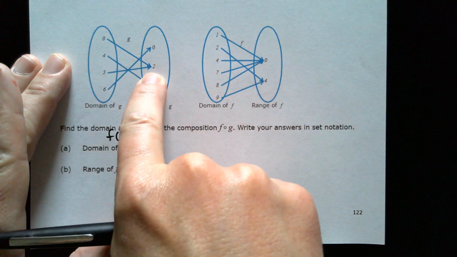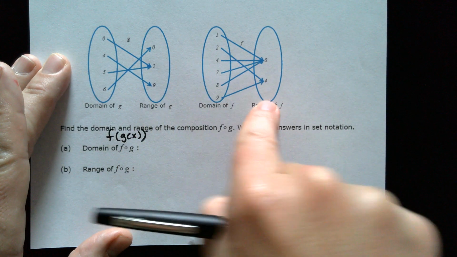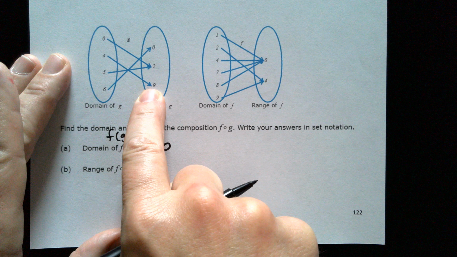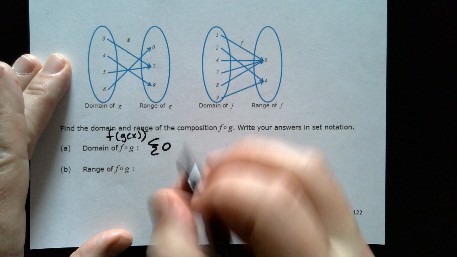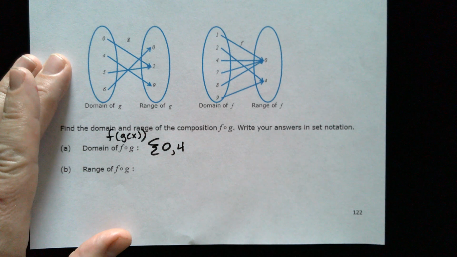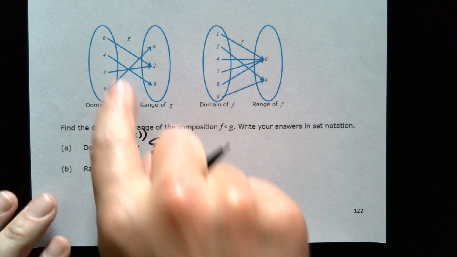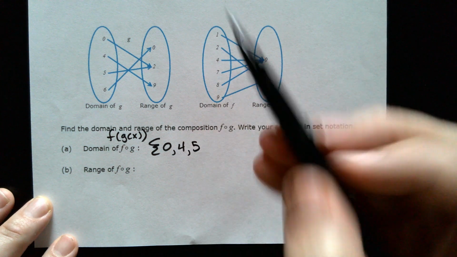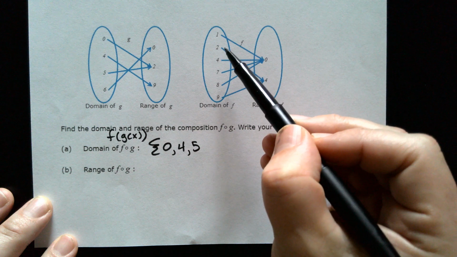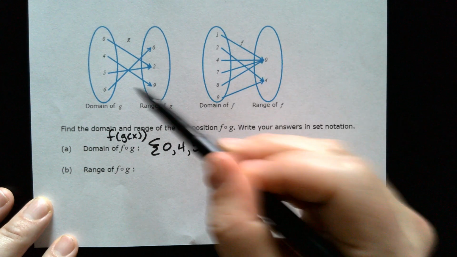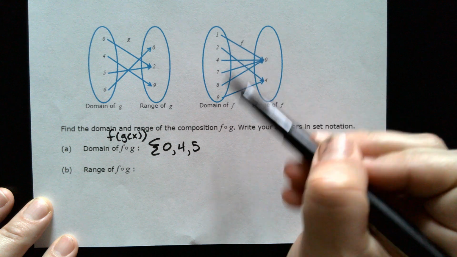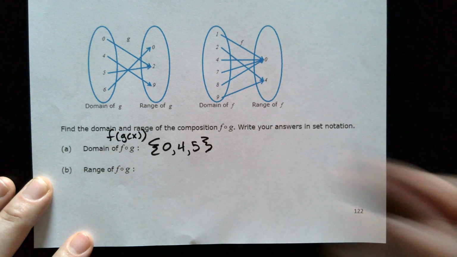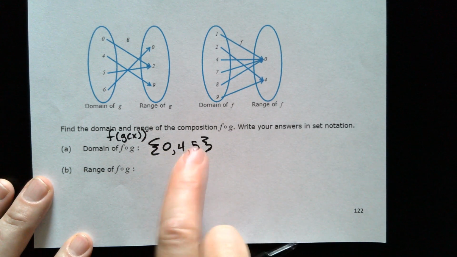So 0 goes to 2. There's a 2. So 2 goes to 4. So 0 is in our domain. 4 goes to 9. Here's a 9 that goes to 4, so 4 tracks all the way, so it's in our domain. 5 goes to 2, 2 goes to 4, so 5 is in our domain. And then 6 goes to 0. Whoops, there's no 0 over here. So 6 does not track all the way. It goes to 0, but it doesn't pick up over here. So 6 is not in our domain. I'm very bad at making these squiggly lines. Sorry about that. But 0, 4, 5 is our domain.